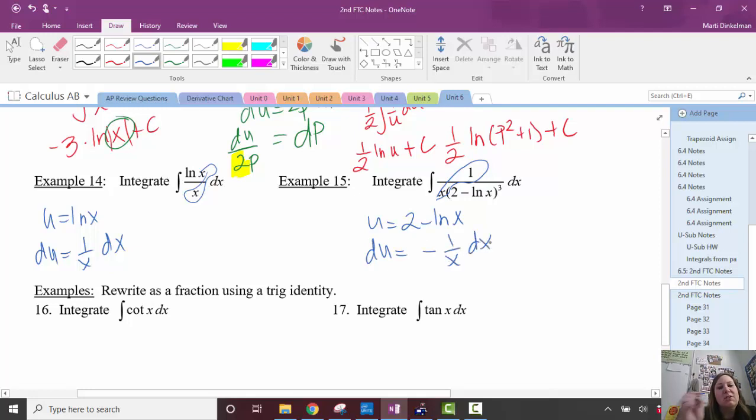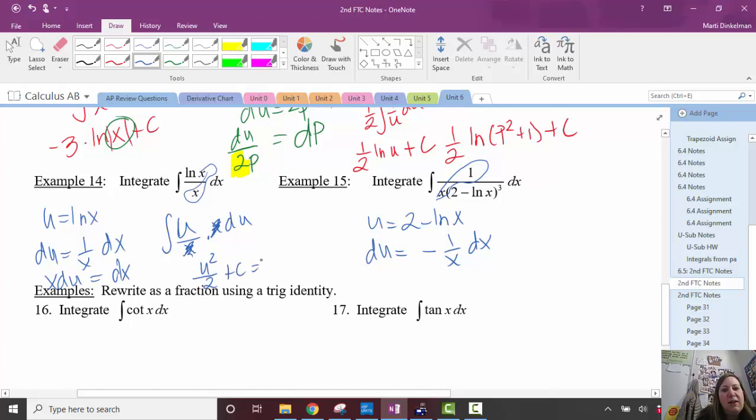All right, so this one ends up being, I guess I should solve for my dx over here. Dx is x du. So we're going to have u over x du. So the x's cancel. I'm running out of space, so I'm just going to say, all right, that's u to the first, so u squared over 2 plus c. And that's actually natural log squared over 2 plus c.